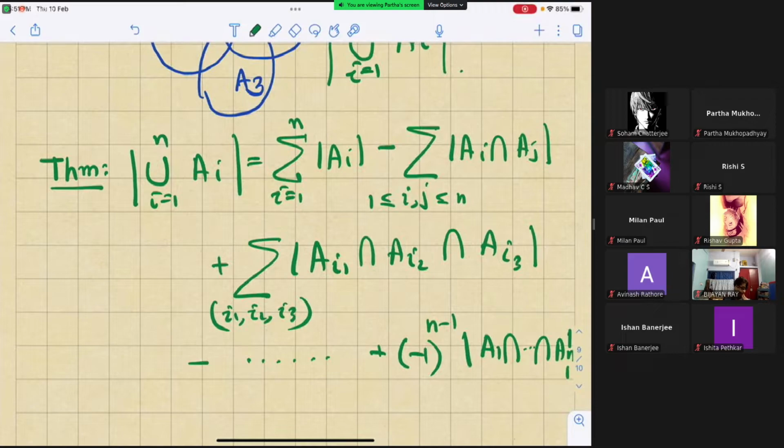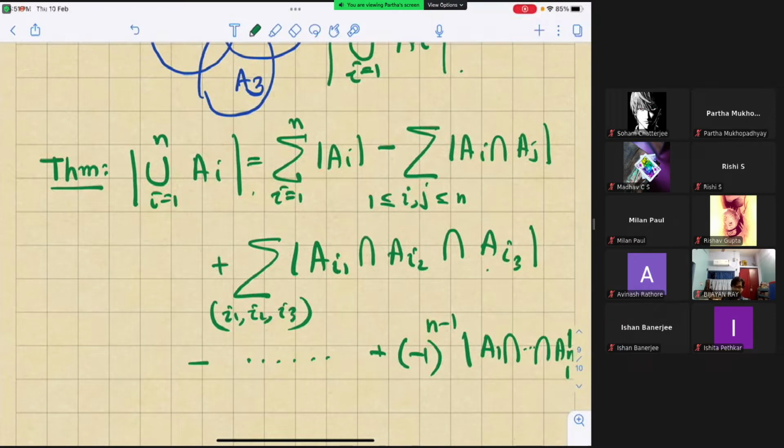Is it clear what I have written? Is this notation clear to all of you? If you have any confusion, this is the time to ask. So here, you add all of them, you take 2 at a time and take the intersection, subtract, take 3 at a time, take the intersection, add, take 4 at a time, take the intersection, minus, and this process continues. And depending on n, you end up with either a positive sign or a negative sign, and you take the intersection of all of them.